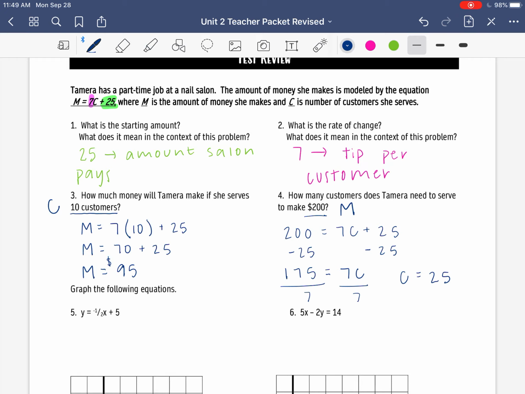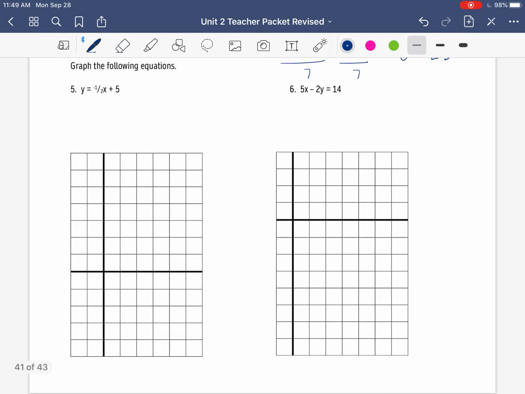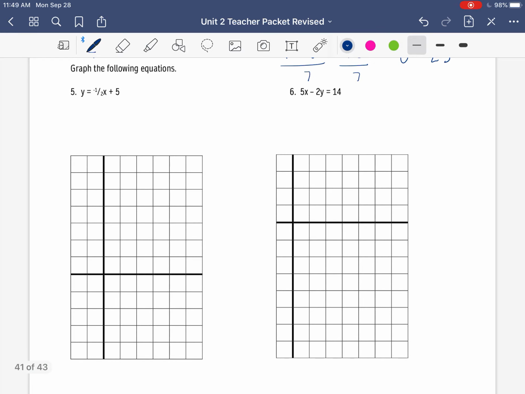So that's a quick little review of word problems, how we can use equations, interpret them, and deal with those. The second thing we're going to review in this video is how we graph. So check out number 5. Number 5 says y equals negative 1/2 x plus 5, and we want to graph this. So some important things to remember is that the constant, the number by itself, is telling us the y-intercept. So in this problem, our y-intercept is 5.